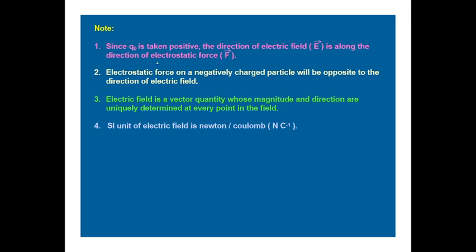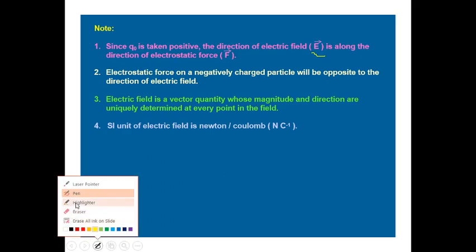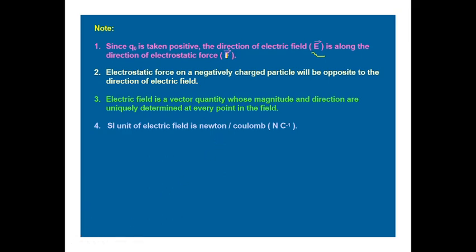Since Q is taken as positive and Q naught is taken as positive, the direction of the electric field is the direction of the electrostatic force. So this is a vector quantity. The direction of E and F both are the same. But when the charge is negative, the electrostatic force is opposite to the direction of the electric field. Means when the charge is negative, the force direction and electric field are in opposite directions.